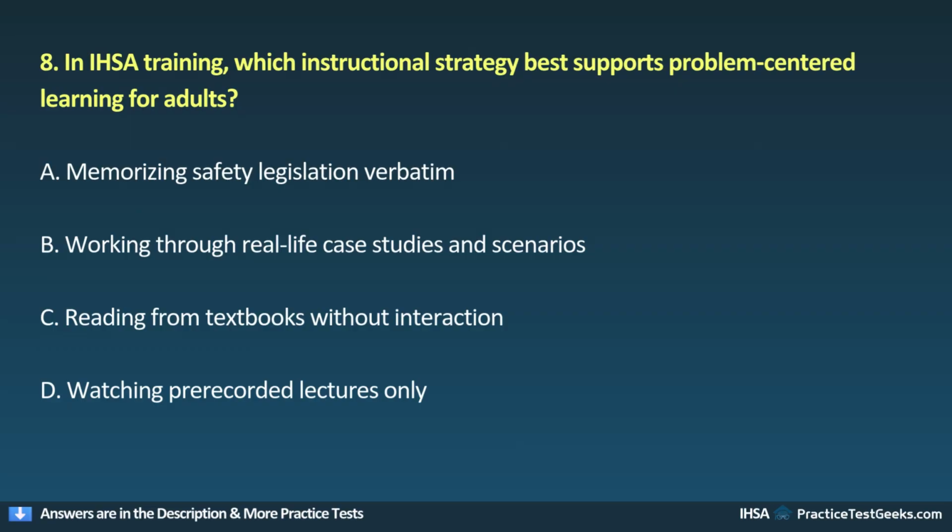8. In ISA training, which instructional strategy best supports problem-centered learning for adults? A. Memorizing safety legislation verbatim. B. Working through real-life case studies and scenarios. C. Reading from textbooks without interaction. D. Watching pre-recorded lectures only.